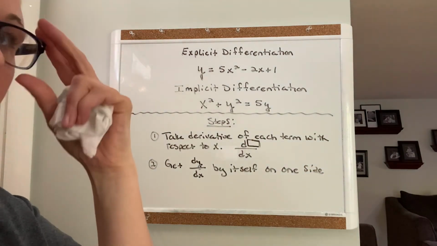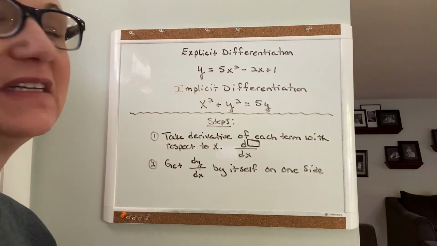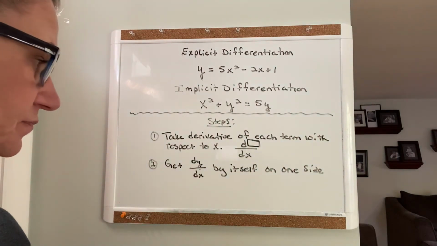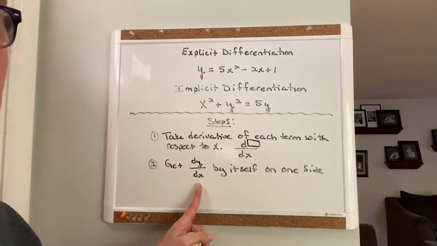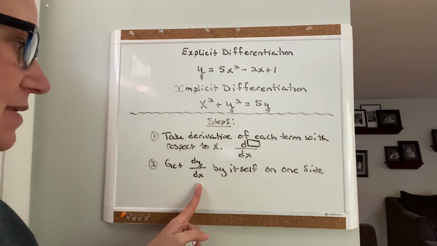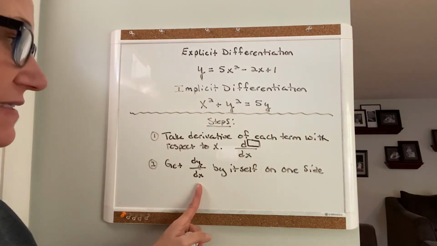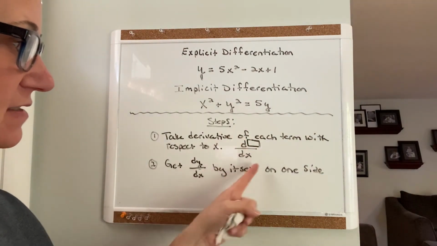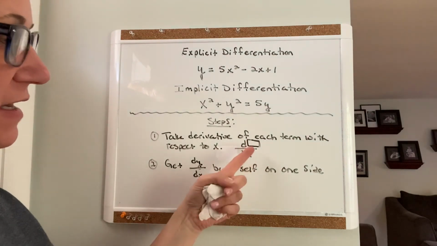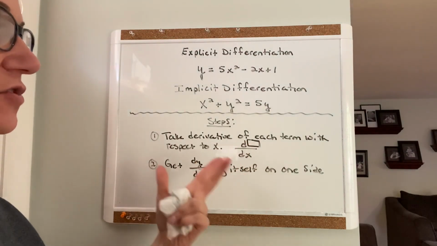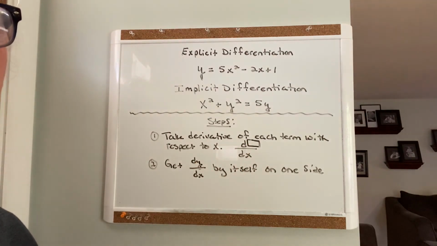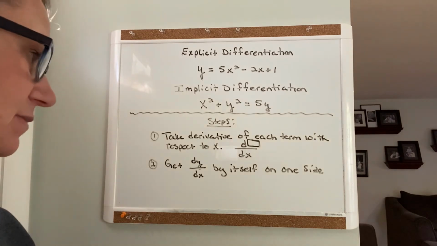So I have 4 examples for you. We're going to start off obviously with the easiest one, and you're going to understand better in the first example what I'm talking about when I say get dy/dx by itself. You're also going to understand what's happening here, filling this box in with an x or a y. I'll explain that a little bit more in the examples.